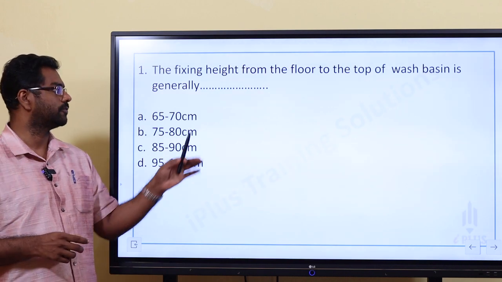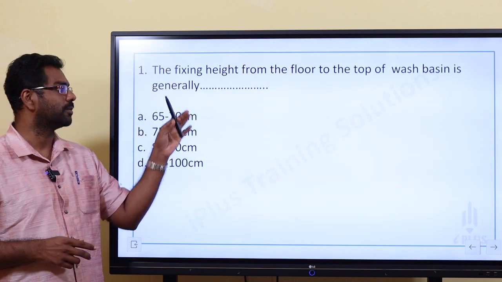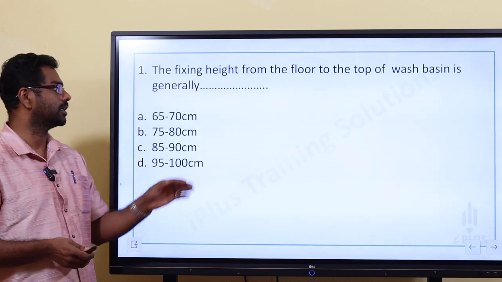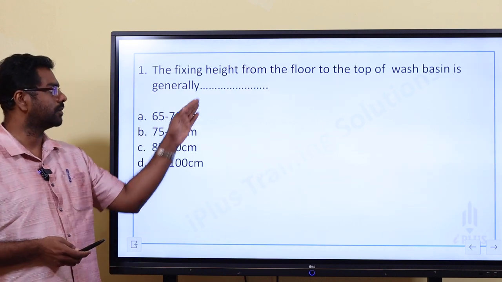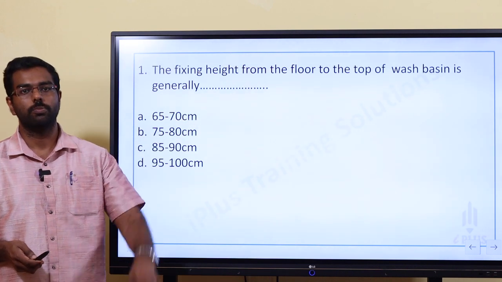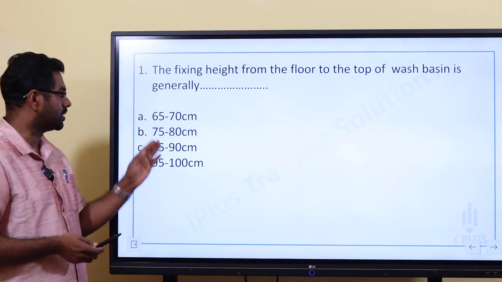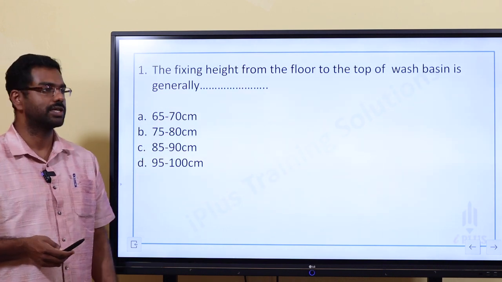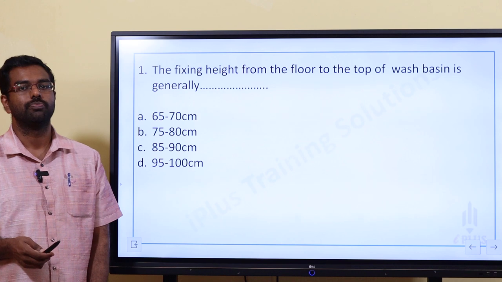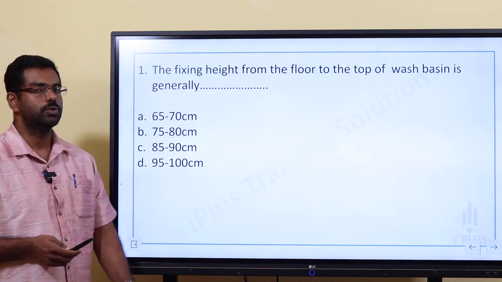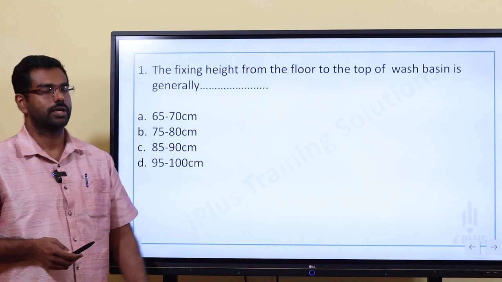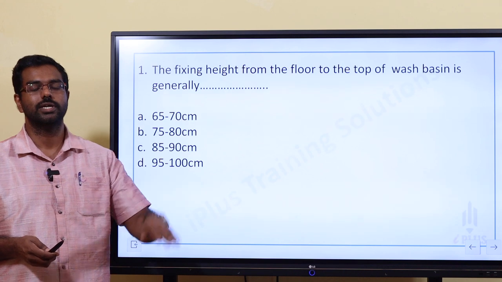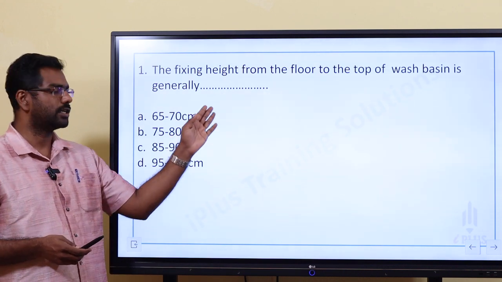The fixing height from the floor to the top of the wash basin is generally... So the options are 65 to 70 mm, 75 to 80 mm, 75 to 80 cm, 75 to 90 cm, 95 to 100 cm. For fixing a wash basin, the height from the floor is generally 80 cm.